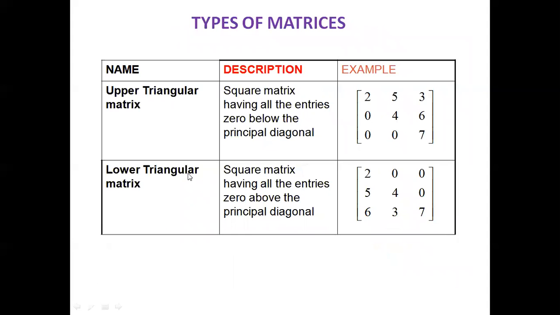Next, upper triangular and lower triangular matrix. What is an upper triangular matrix? A square matrix having all the entries 0 below the principal diagonal. Means here, below the diagonal, the elements are equal to 0. And in a lower triangular matrix, the entries above the diagonal are equal to 0. Rows are denoted by R1, R2, R3, and columns are denoted by C1, C2, C3, like that. This is about the matrices.